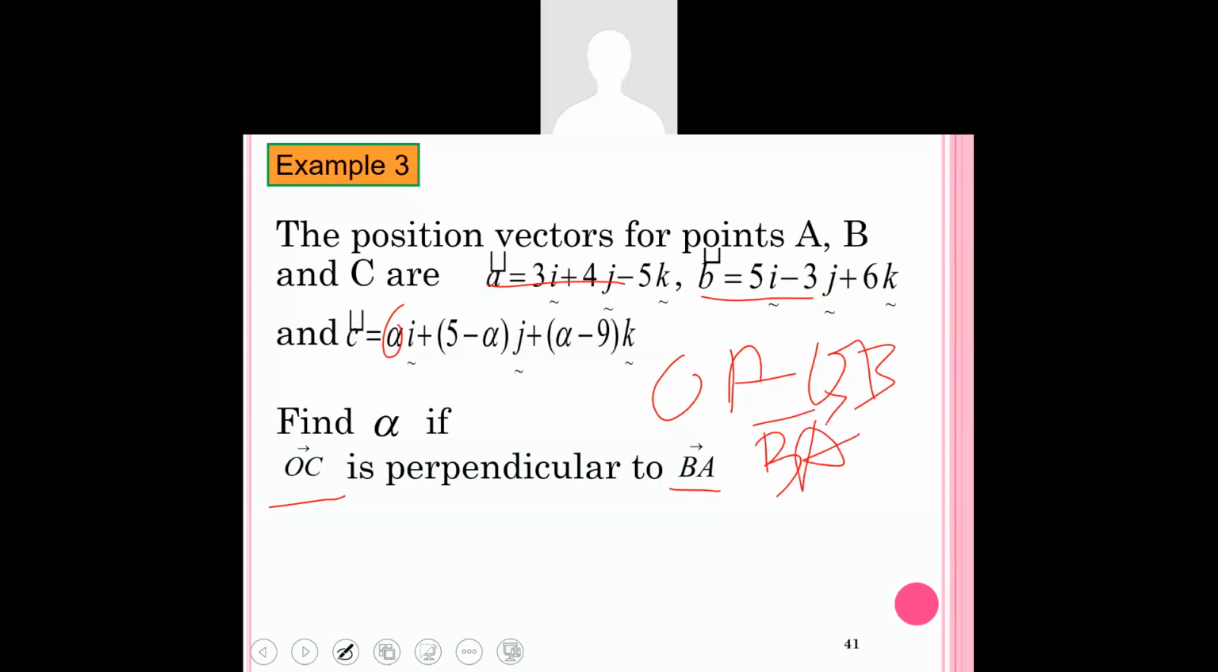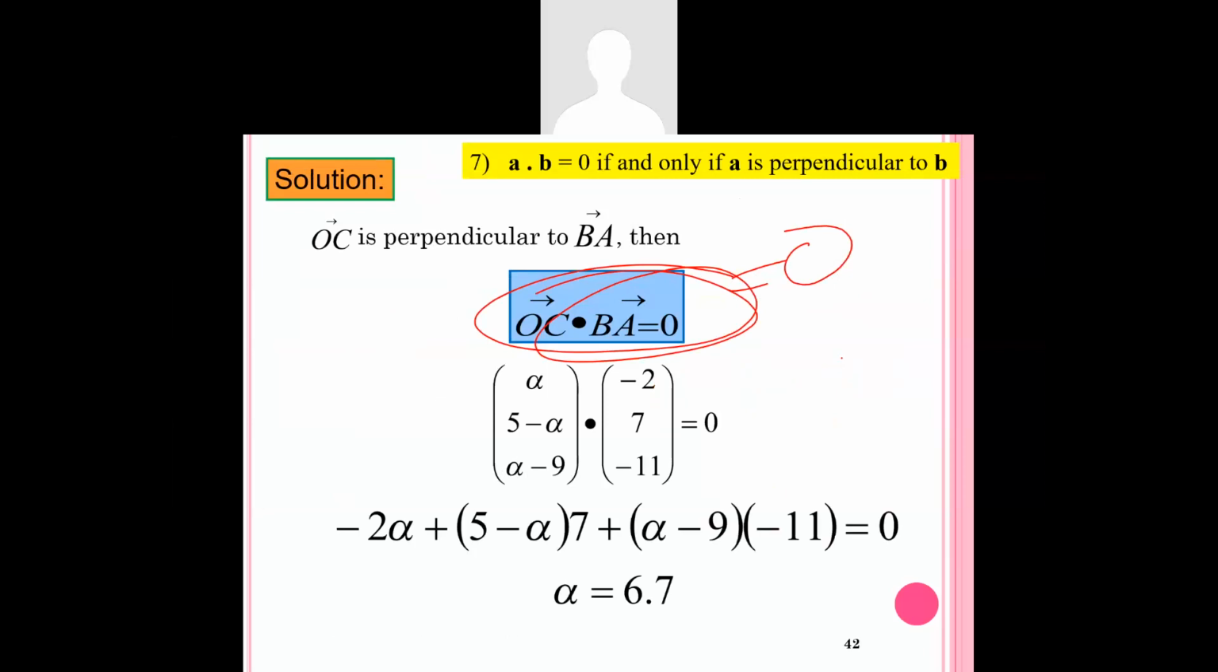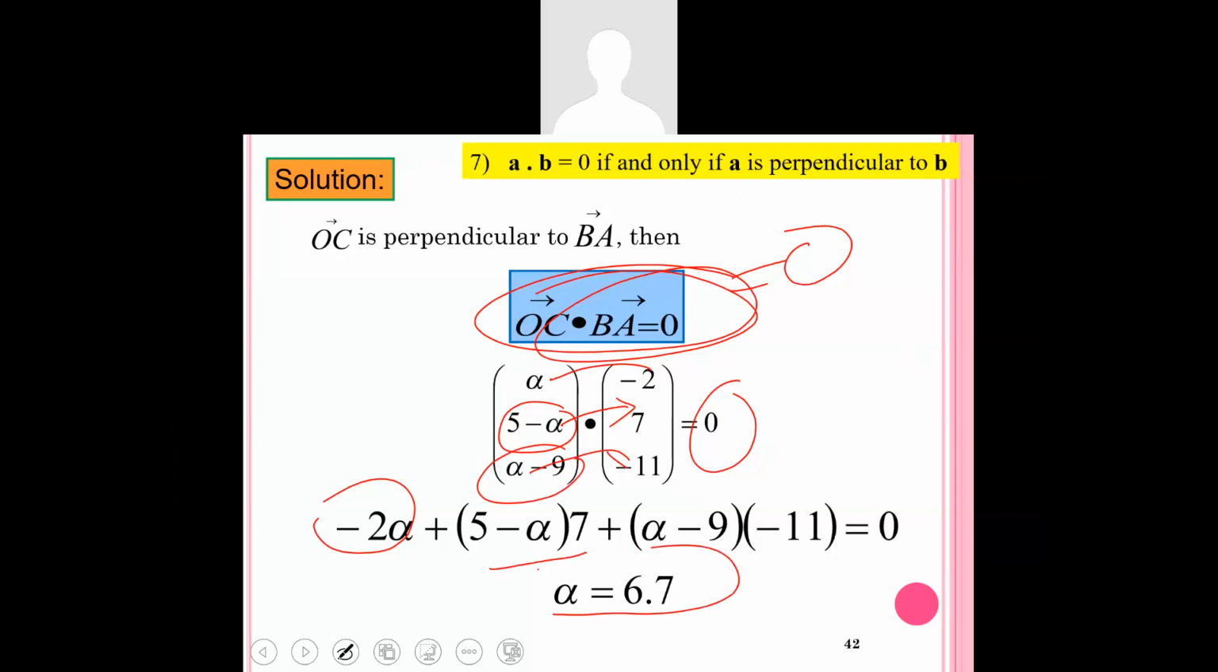Okay, this was in the first part of the lecture. You should look that up if you still don't know how to look for the vector of BA. Once we obtain the vector of BA, we dot product these two vectors and we must get 0. So to obtain 0, we're going to multiply alpha times -2, which gives -2 alpha. 5 minus alpha multiplied by 7. And then alpha minus 9 multiplied by -9 equals 0. With algebra, you should be able to obtain that alpha equals 6.7.